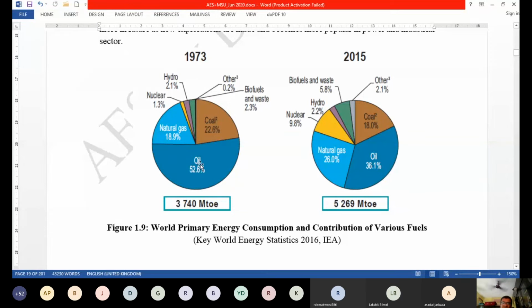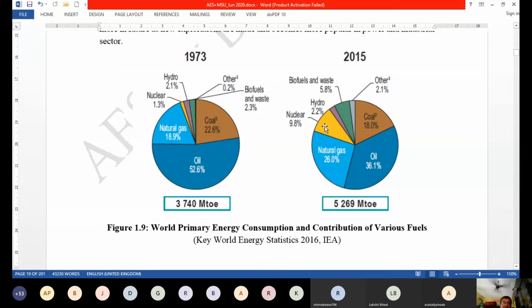One of the reasons for this is the higher price of oil, so you cannot afford it, at least to generate power, except maybe in a few countries in the Gulf. Then natural gas, with more discovery and being a bit cleaner source, its contribution has increased. And then nuclear contribution has also increased significantly.